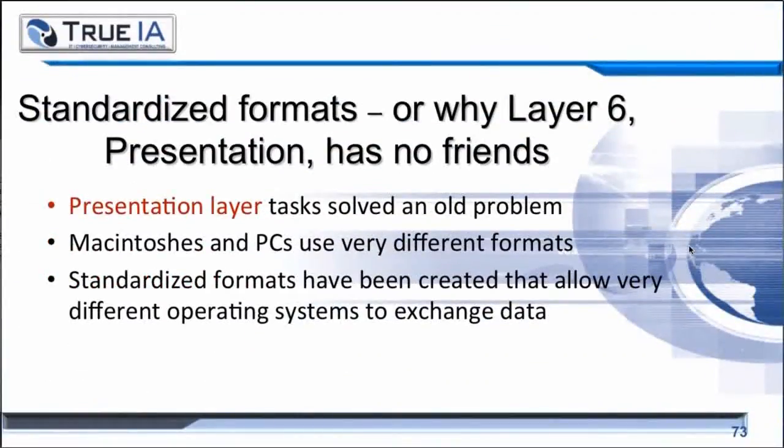Next, we have layer 6. This is the presentation layer. Tasks are solved here at this layer. Macs and PCs, for instance, have not always talked the same language. However, in an effort to coexist, we had to figure out how to allow someone with a PC to communicate with someone with a Mac. So at layer 6, the presentation layer, we've standardized the formats to allow every different type of operating system to be able to seamlessly exchange data.